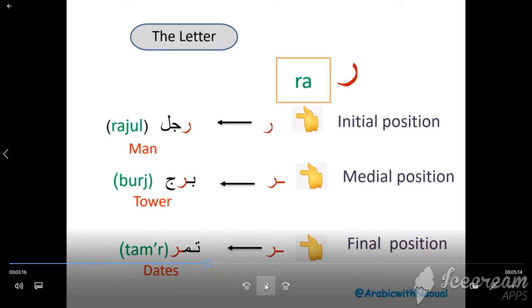In the initial position, the letter Ra is written like in the word رجل, in the medial position like in the word برج, in the final position like in the word تمر.